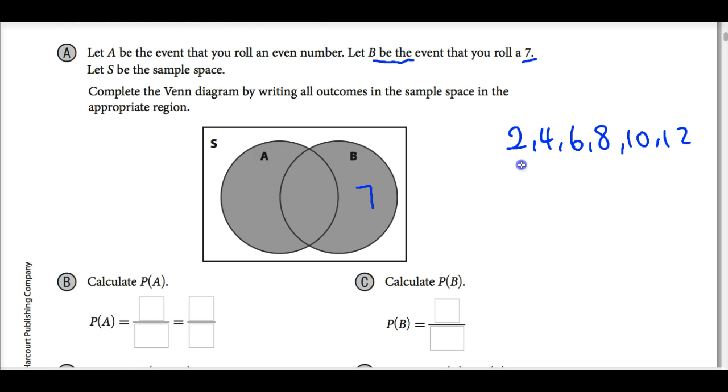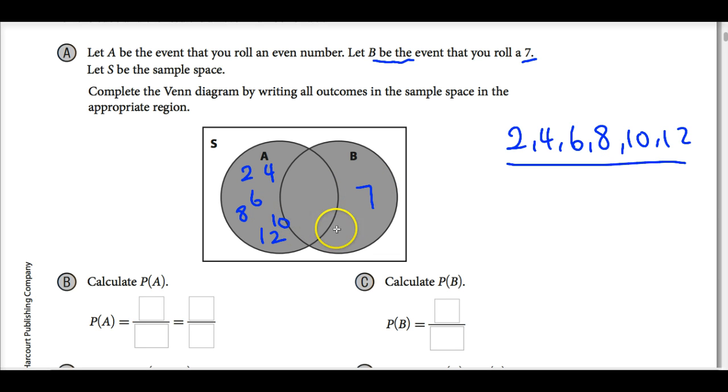In circle A, I'm going to put all these numbers: 2, 4, 6, 8, 10, and 12. And guess what? Can I put anything in the middle over here? No, not really, because there's no numbers that belong in group A that also belong in group B, because group B is just number 7, and so number 7 cannot be part of group A, right? Because A is only even numbers, and 7 is not an even number.